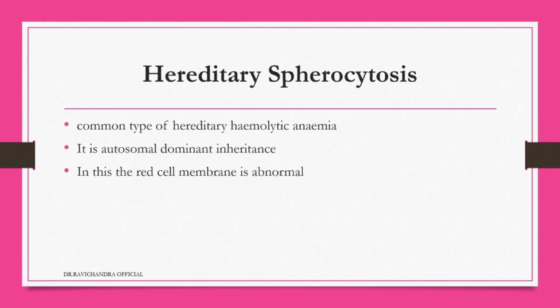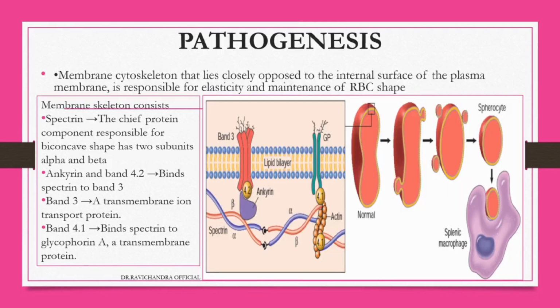Hereditary spherocytosis is the common type of hereditary hemolytic anemia, and it is an autosomal dominant inheritance. In these, the red cell membrane is abnormal. Coming to the pathogenesis of hereditary spherocytosis, actually there are membrane cytoskeleton proteins.